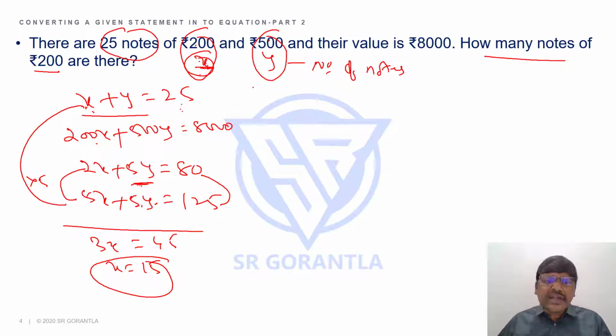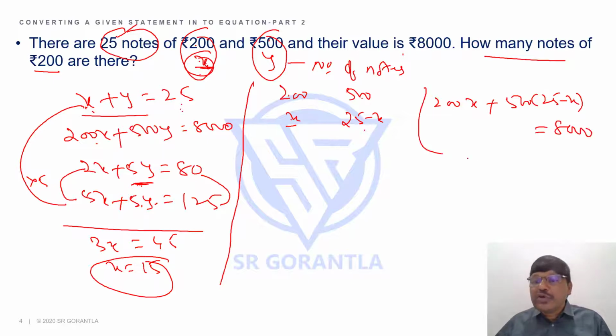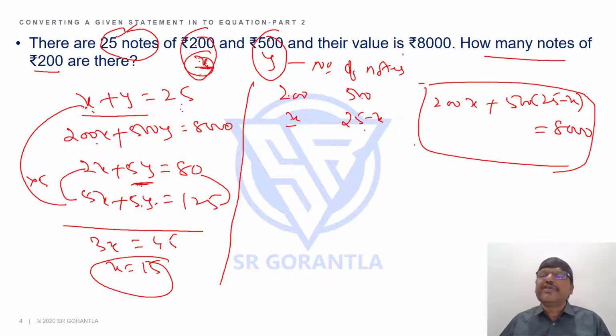Now, the other approach, as I said, is you need 200 rupee notes. Let them be X. So 500 rupee notes will be, total notes are 25. So if they are X here, the remaining notes will be 25 minus X. Right? And what is the value? 8,000 means how do you write? X notes of 200 will be 200X. And 500 rupee notes 25 minus X means 500 into 25 minus X equals to 8,000. You know how to solve the equation. I will not take your time for that. You can get X value again as 15.